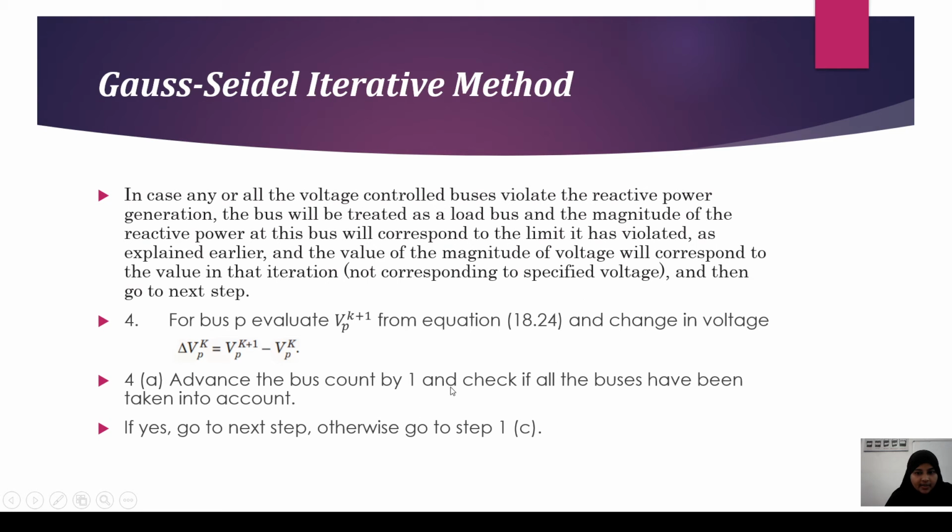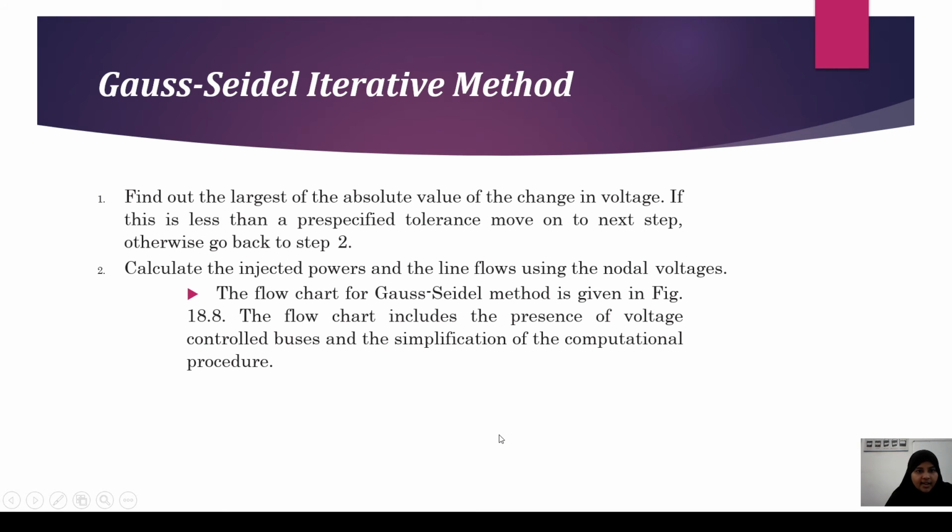Advance the bus count by 1 and check if all the buses have been taken into account. If yes, go to next step, otherwise go to step 1C. Find out the largest of the absolute value of the change in voltage. If this is less than a pre-specified tolerance, move on to next step, otherwise go to step 2. Calculate the injected powers and the line flows using the nodal voltages.